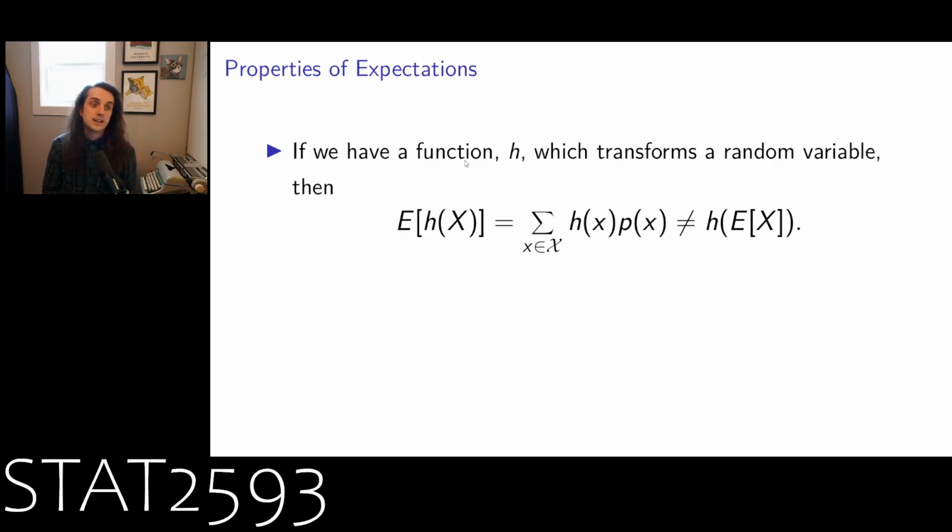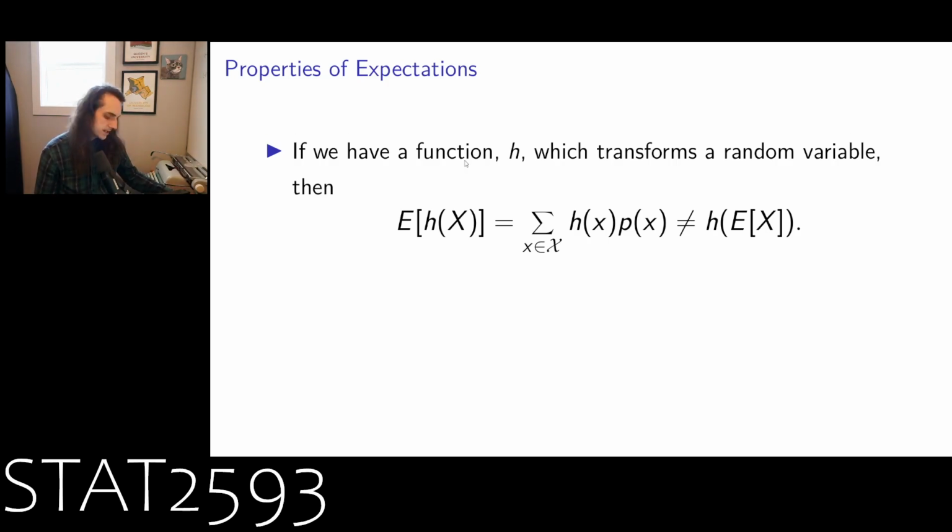Whenever we have any arbitrary function h of x, the expected value of h of x can be computed by simply mapping x to h of x and using the same general formula. Now, in general, it's really important to remember that the expected value of h of x is not going to be h with the expected value of x plugged in, right?